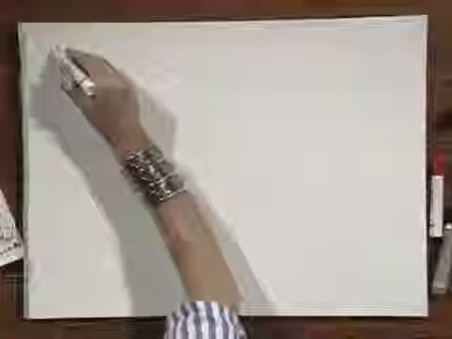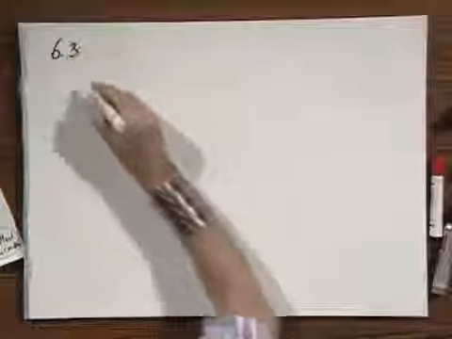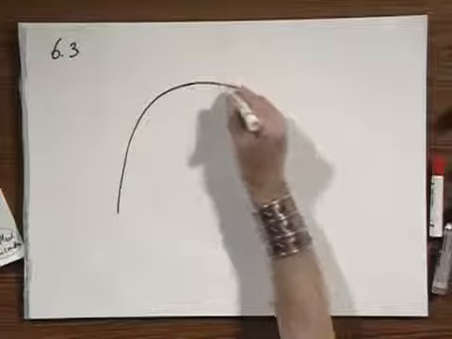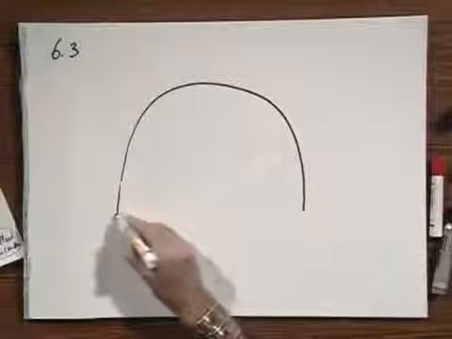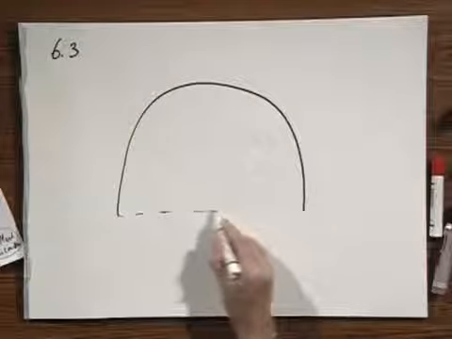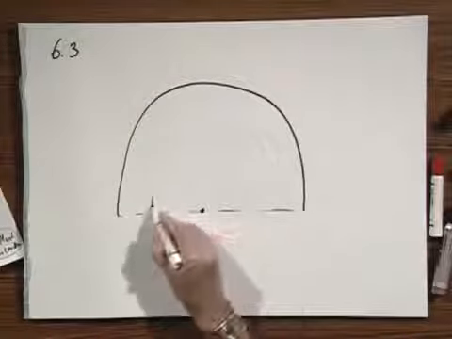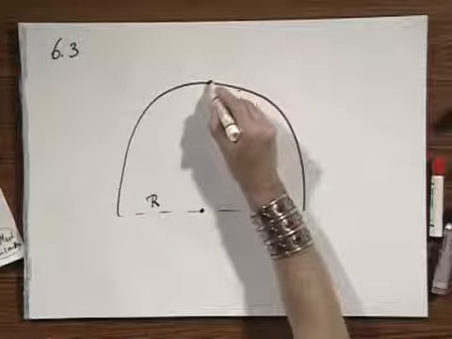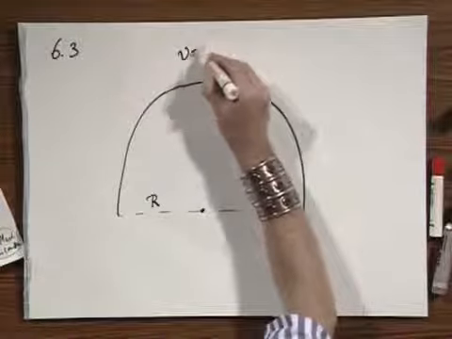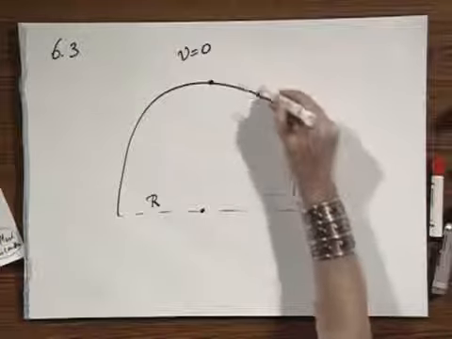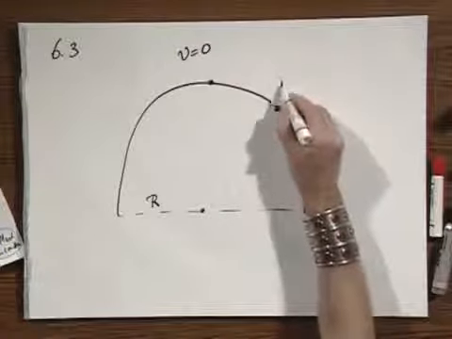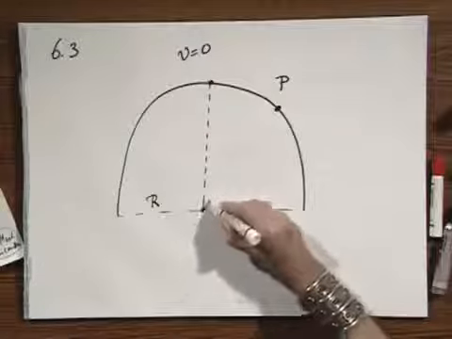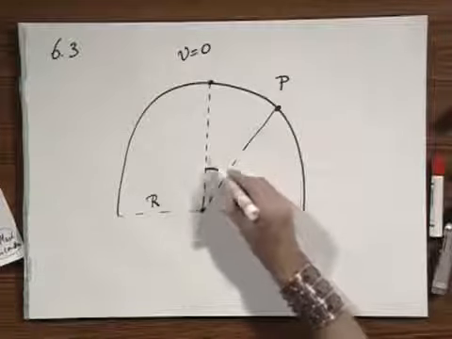And I now want to go to problem number 6.3, which is a real classic. An Eskimo girl is sliding off an igloo. It's like a sphere with a radius r. She starts here, and her speed is 0. She starts to slide in this direction, and at point P, the angle is theta.